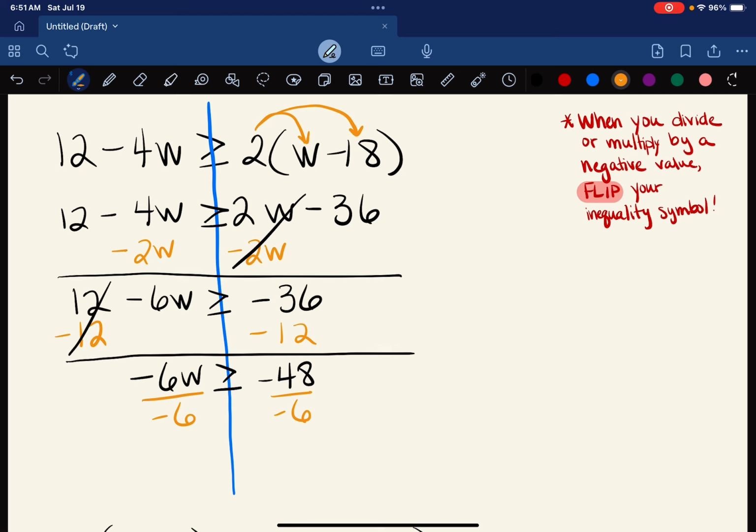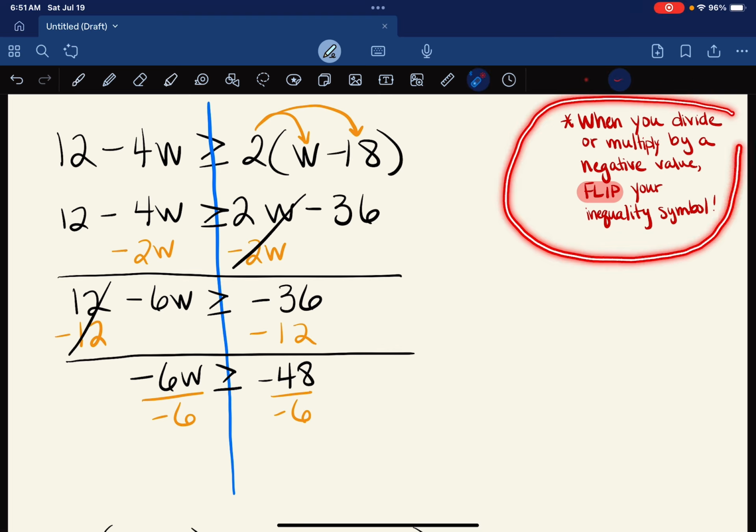Now here is what is different from solving linear equations and linear inequalities. When you divide or multiply by a negative, you are going to flip your inequality symbol. So make sure you make note of that. Write it down. Say it to yourself over and over.